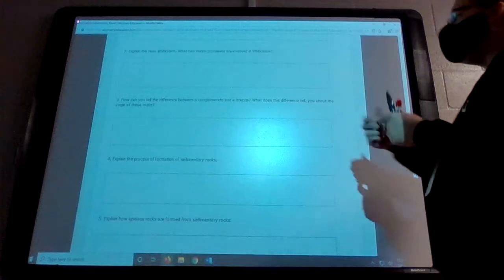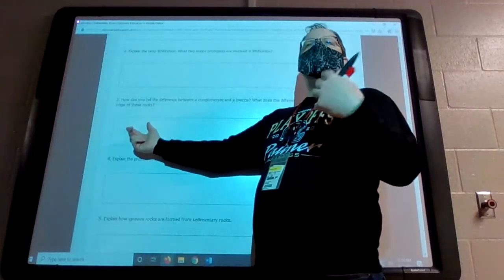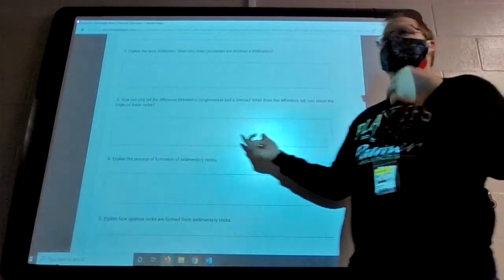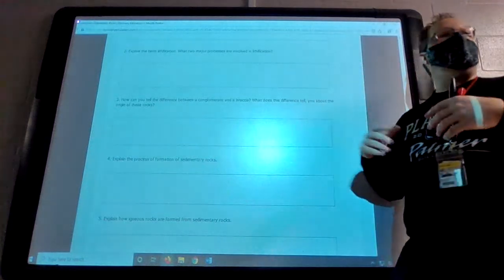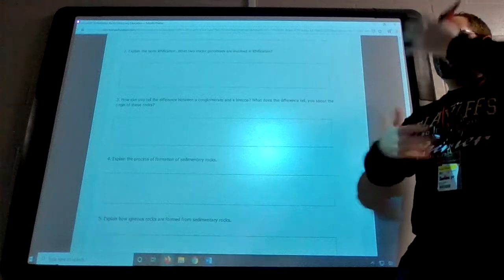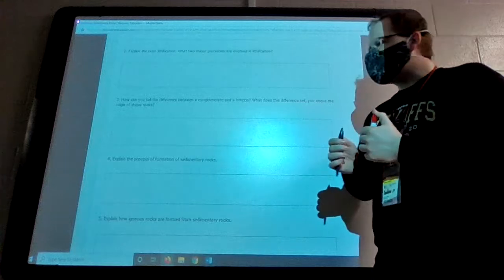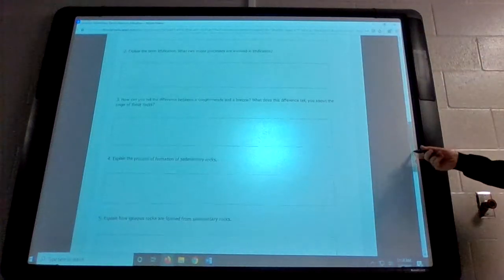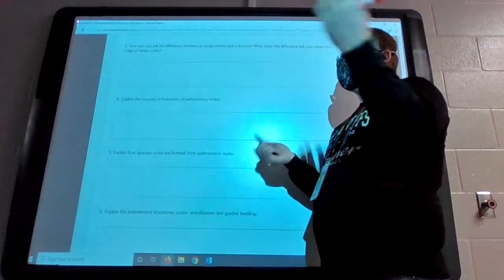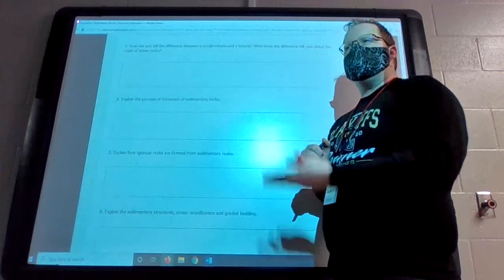And that's kind of what they're asking you. What does the difference tell you about the origin of these rocks? The breccia is going to be closer to where it originally formed. The conglomerate is going to be found further away from where it originally formed because all the pieces are rounded and it's been weathered and eroded for a longer time. So breccia is going to be found closer to where it originally formed. The conglomerate is going to be found further away because of the roundness of the pieces.